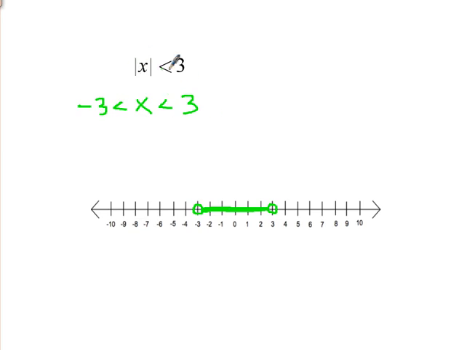And that's really what it says. It says it can be no more than 3 places away from zero. So you can kind of think of this as saying when it's less than, it's kind of like a leash. If your dog's on a leash, it can't go more than 3 steps in either direction. It's confined within this space right here. And that's kind of the idea.